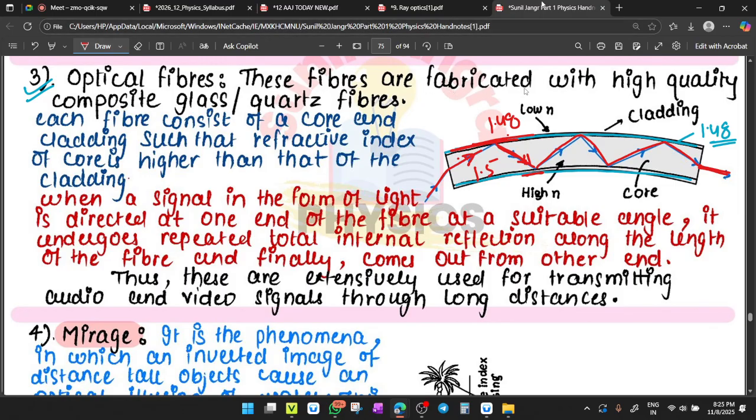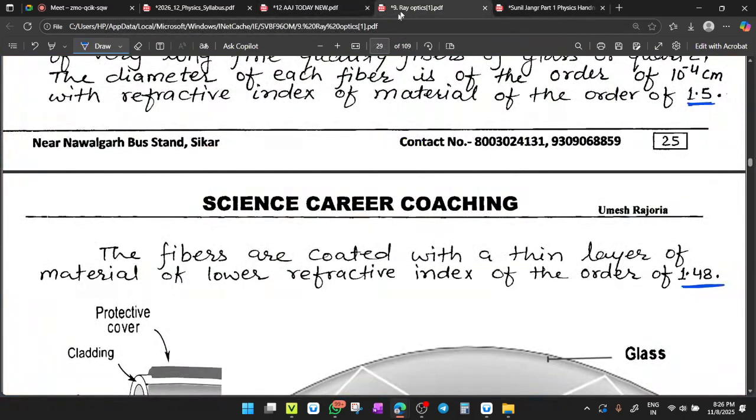So the fibers are fabricated with high quality composite glasses, quartz fibers. Each fiber consists of a core and cladding such that the refractive index of the core is higher, that is 1.5, than that of the cladding, that is 1.48. When a signal in the form of light is directed at one end of the fiber at a suitable angle, it undergoes repeated total internal reflection along the length of the fiber and finally comes out from the other end. Thus, these are extensively used for transmitting audio and video signals over long distances. Yes, these cables are used for transmission.